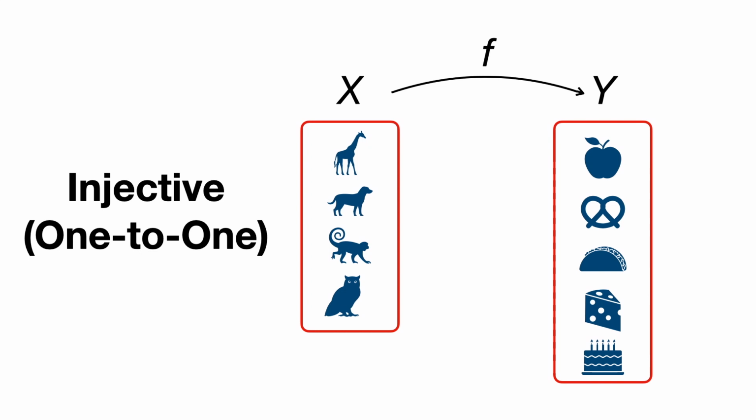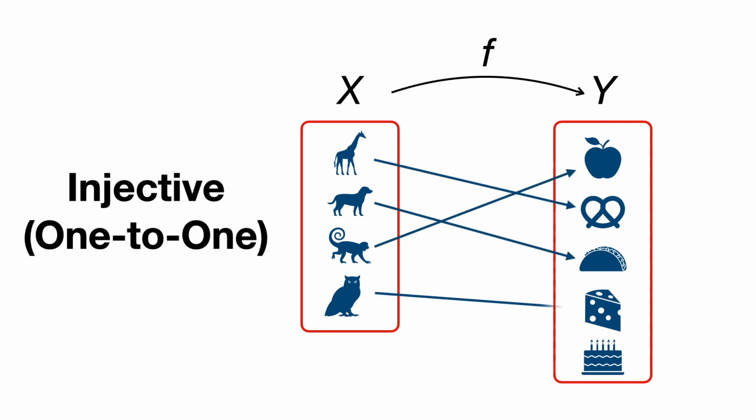Here's an example of an injective function from the set x to the set y. We can see that this function is injective because if we take any 2 elements of the domain, let's say the giraffe and the monkey, then they map to two different elements in the codomain, the apple and the pretzel in this case. And you can say the same for any pair of elements in the domain.